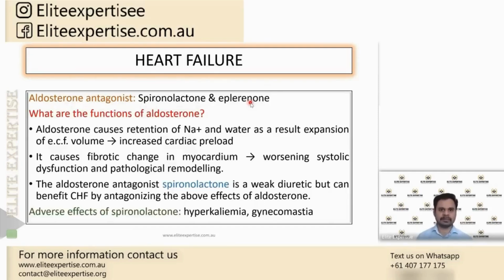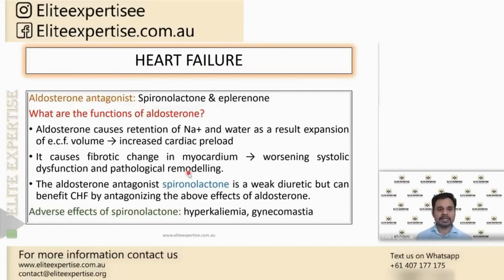that is, into the bloodstream. As a result, aldosterone increases the extracellular fluid volume and increases the cardiac preload. Aldosterone also causes fibrotic changes in the myocardium, like worsening of the systolic dysfunction and pathological remodeling. When aldosterone keeps on acting on the heart, it causes cardiac remodeling. That is, left ventricular hypertrophy may occur with the continuous action of aldosterone in the body.